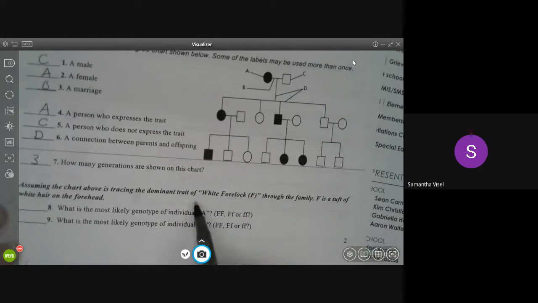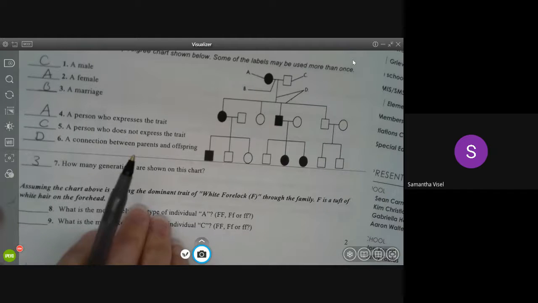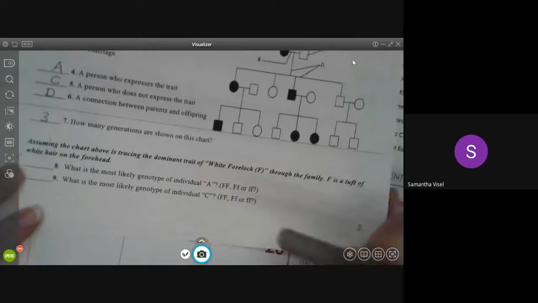So we're going to assume that this chart here is tracing the dominant trait of white forelock. So in this case, the affliction is dominant. And white forelock is a tuft of white hair on the forehead. And so that's actually what this individual has up here. So nothing too bad compared to what we could be tracing, right?